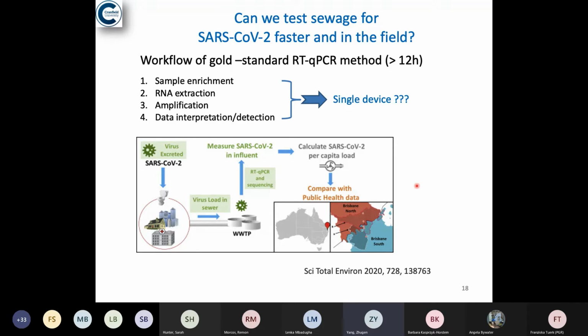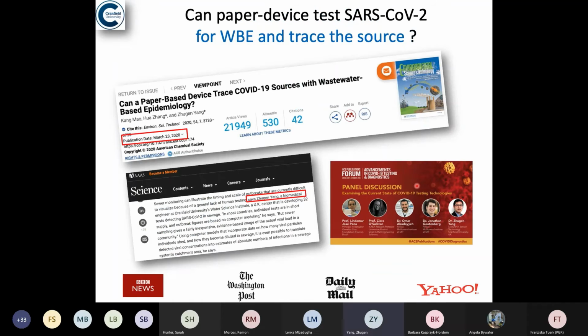The question is, can we integrate all these steps into a single device which can enable faster, field-based testing? Inspired by this, we tried to look at whether we can use our paper-based technology to detect SARS-CoV-2 in sewage. We first proposed this idea and published this paper in March, which was even, I think, within the Nature highlights.